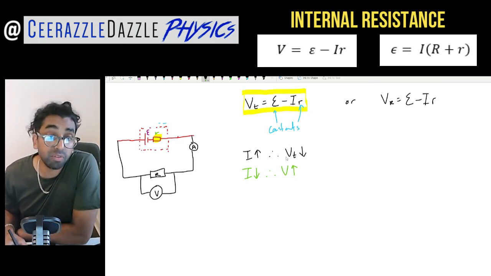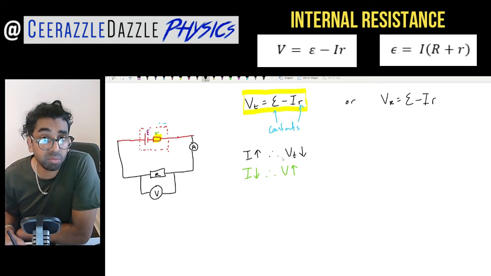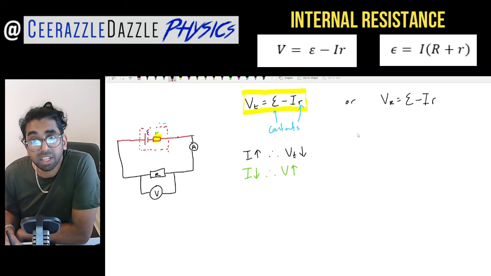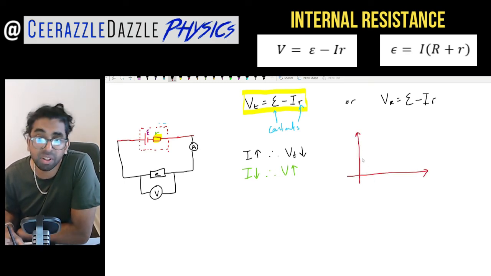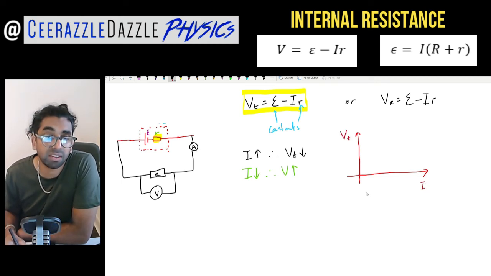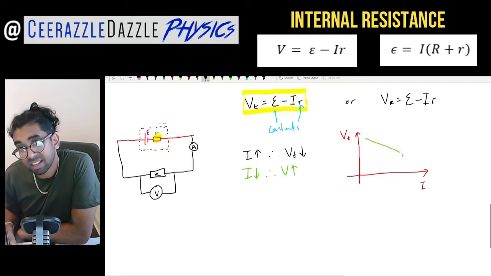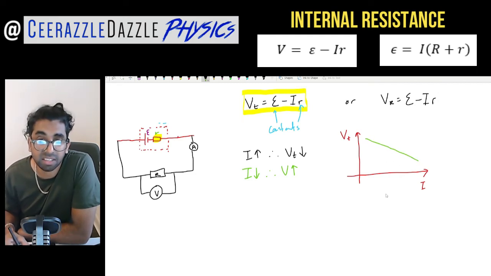Do not get confused with Ohm's law. This is not Ohm's law in this case. We have this relationship that as the current increases, the voltage across the terminal goes down. Let's say we were to plot a graph of voltage across the terminal against the current. What would it look like? Try and sketch it yourself. Hopefully we can see that it would be a line like this. As the current goes up, the voltage across the terminal goes down.